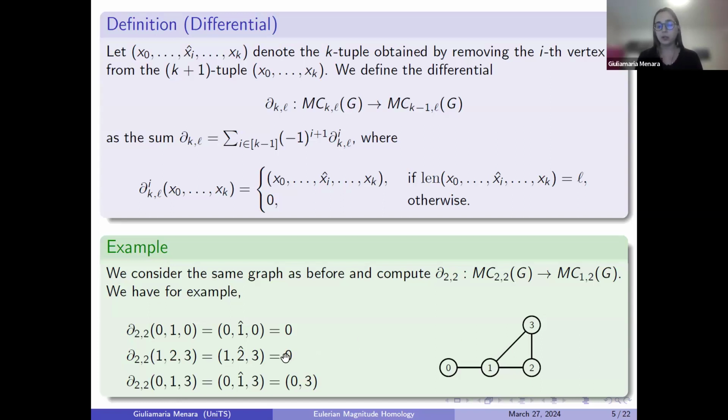So for this reason, this is going to be 0. On the other hand, if we compute the differential of 0, 1, 3, then even if we do not explicitly ask for the path from 0 to 3 to go across the vertex 1, this is still going to visit 2 edges. And so 1, 3 is going to be in the image of the differential.